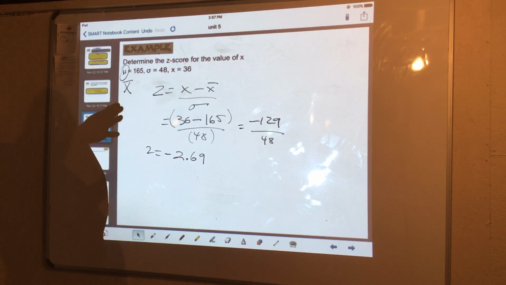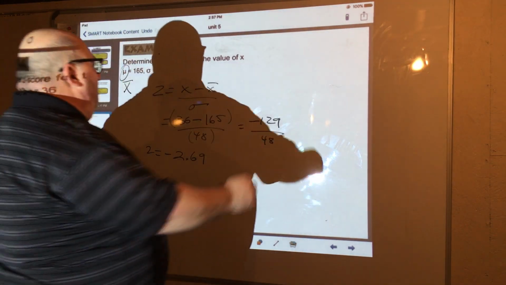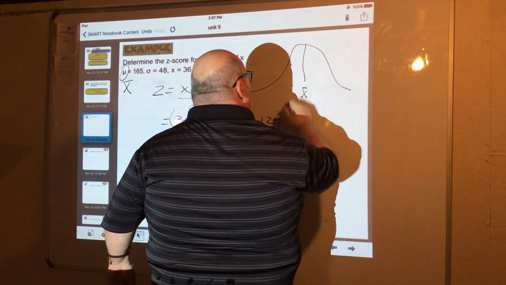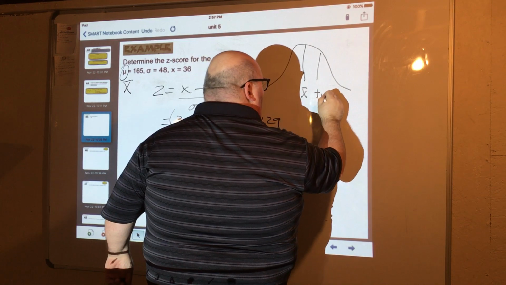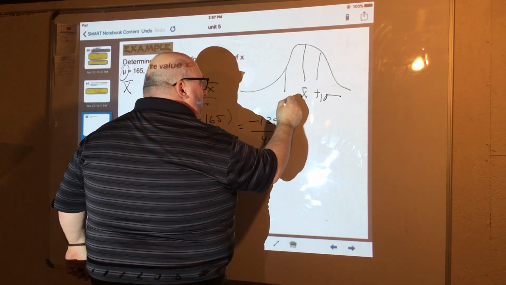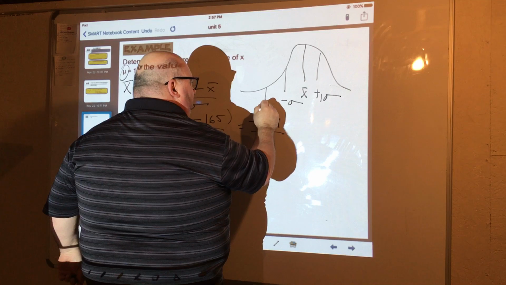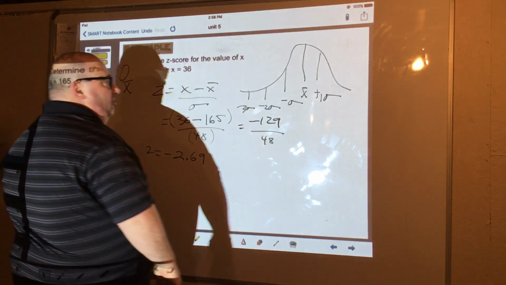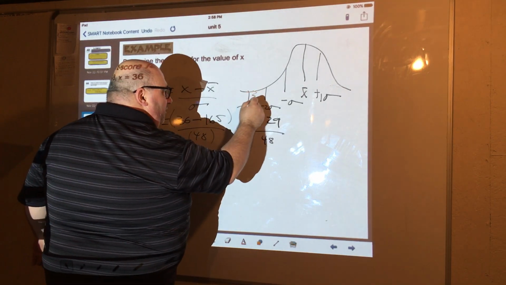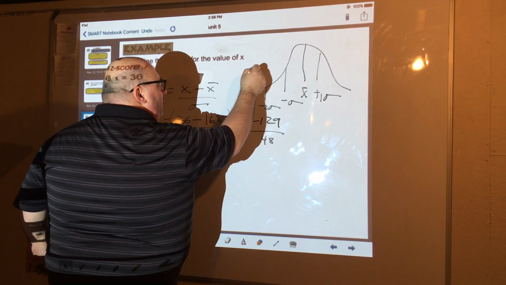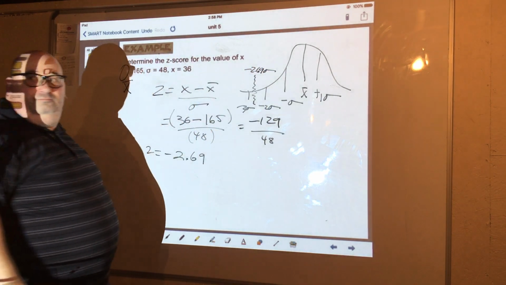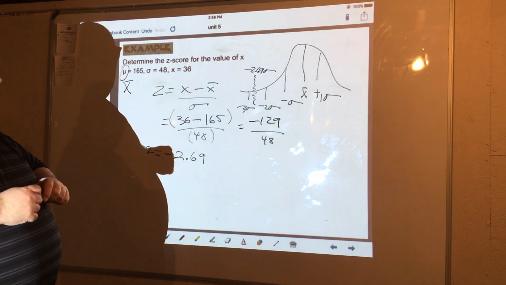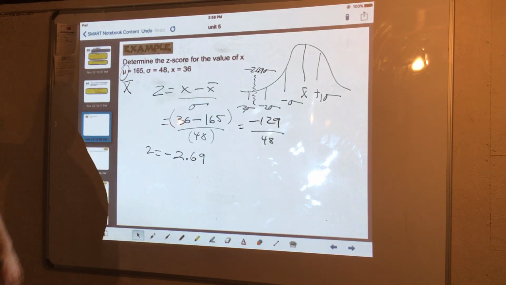Notice that it's negative. So if I was to draw a normal distribution curve, where here's my mean, here's 1 deviation above, here's 1 deviation below, here's 2 deviations below, there's 3 deviations below, negative 2.69 is going to be somewhere in there, close to 3. All right. So that's how we find our z-score.